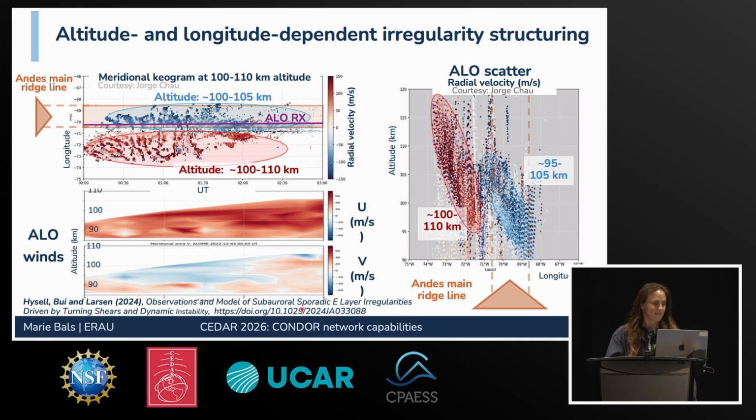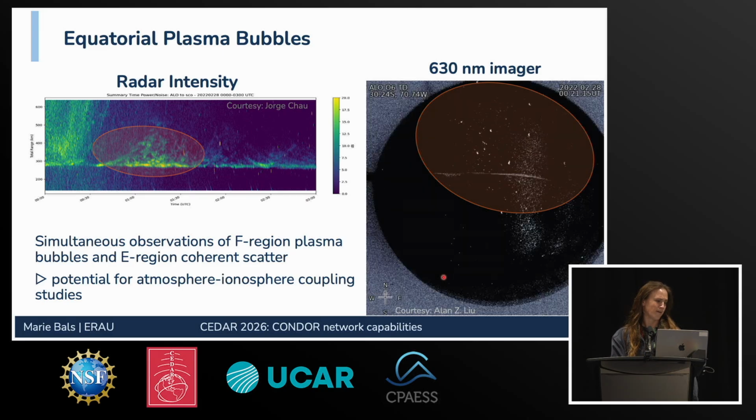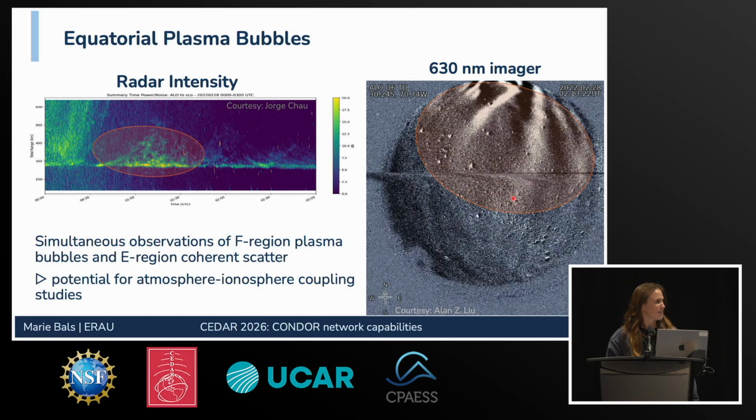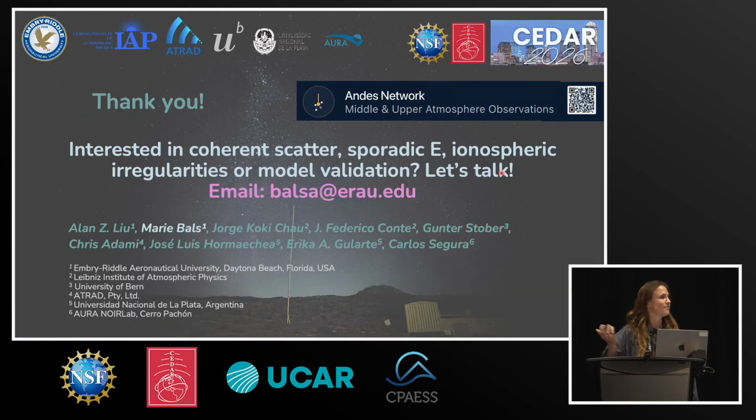And also, if we involve other instruments, this is just to compare the scatter observations from the radar with an imager that is spaced at the right amount of distance. We can actually simultaneously observe F-region plasma bubbles and see the E-region coherent scatter here. So if anyone is interested in looking into this, we would be very happy to collaborate if you have input or any additional data for that region.